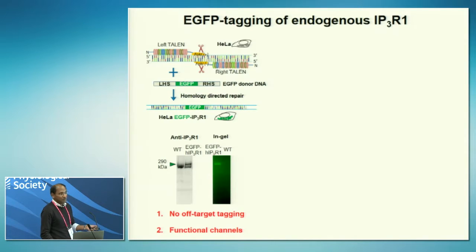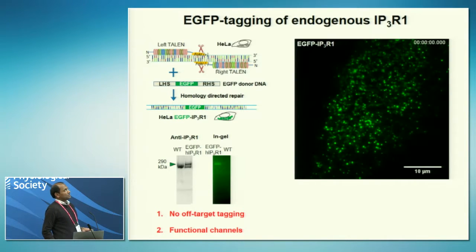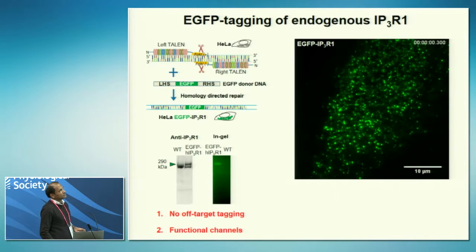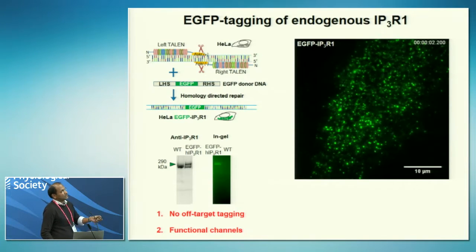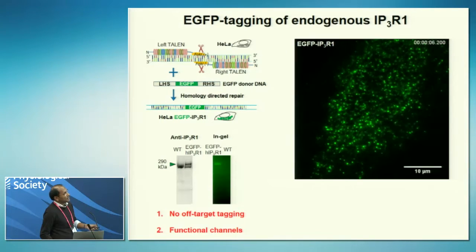So there is only one band. That means that nothing else is tagged. Only the IP3R1 is tagged, and they form functional channels. Then I used total internal reflection fluorescence microscopy to study how they look, their distribution, and their dynamics. They formed puncta. Most were mobile, while some were largely immobile for protracted periods.